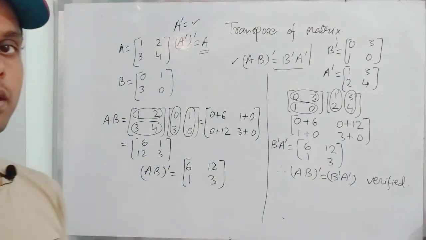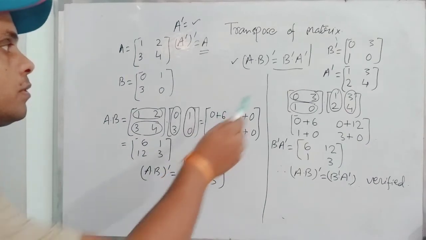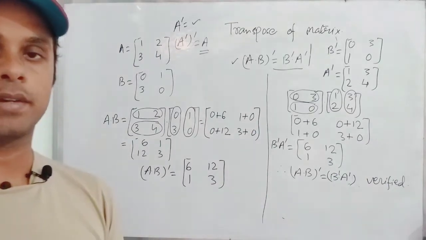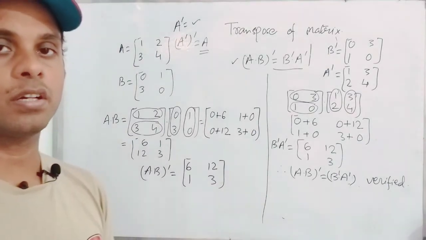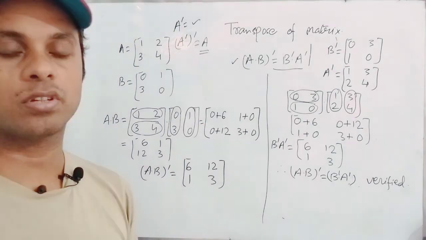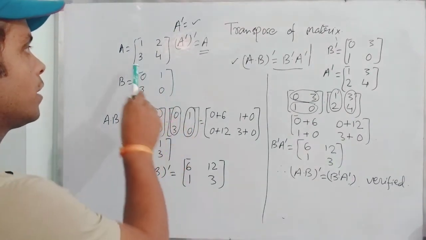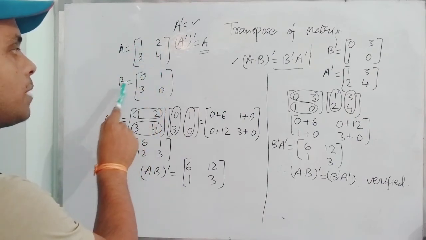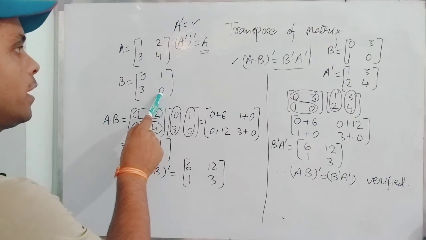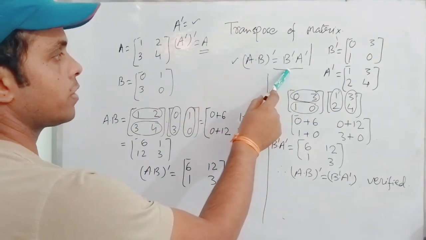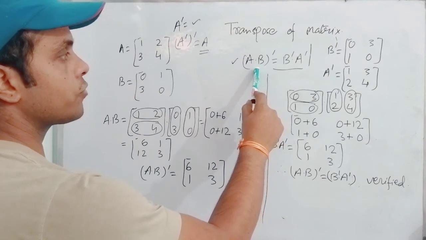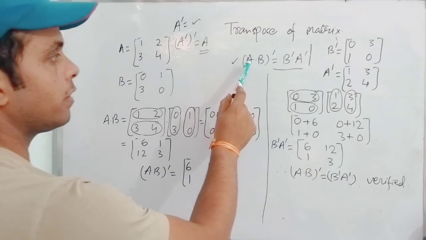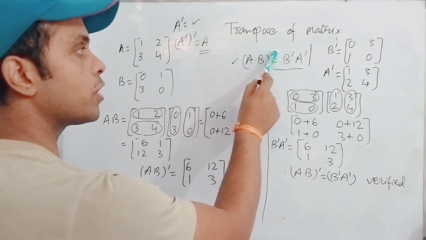Now we will verify this property with the help of an example. Okay, look, to verify this, let's take two matrices, matrix A and B of order 2 by 2. You can take any other matrix also of order 3 by 3. Okay, so let A be the matrix [1, 2; 3, 4] and B be another matrix [0, 1; 3, 0]. So how to verify this? First we will check the left hand side. Just solve the left hand side. For that, you find A into B first, then its transpose.